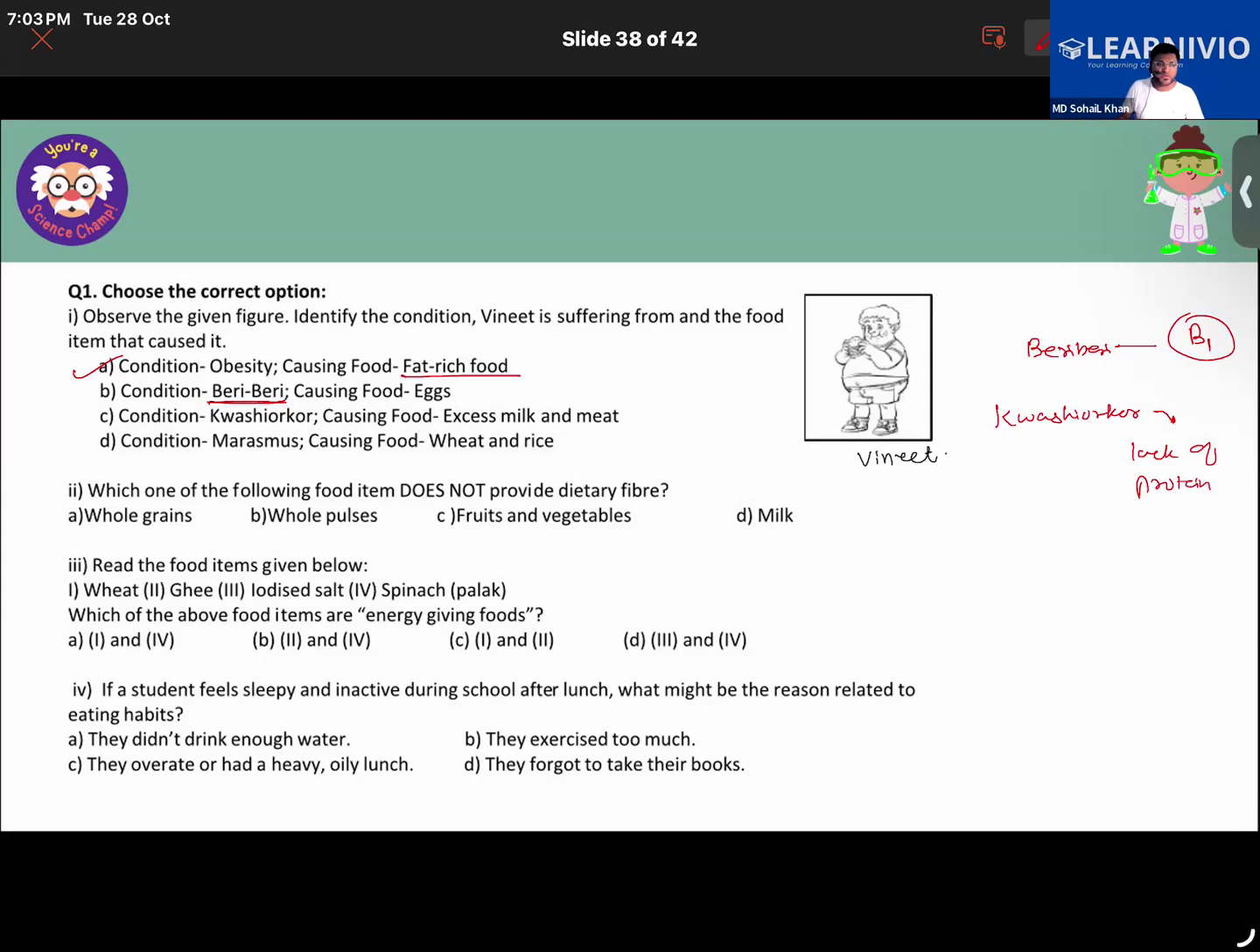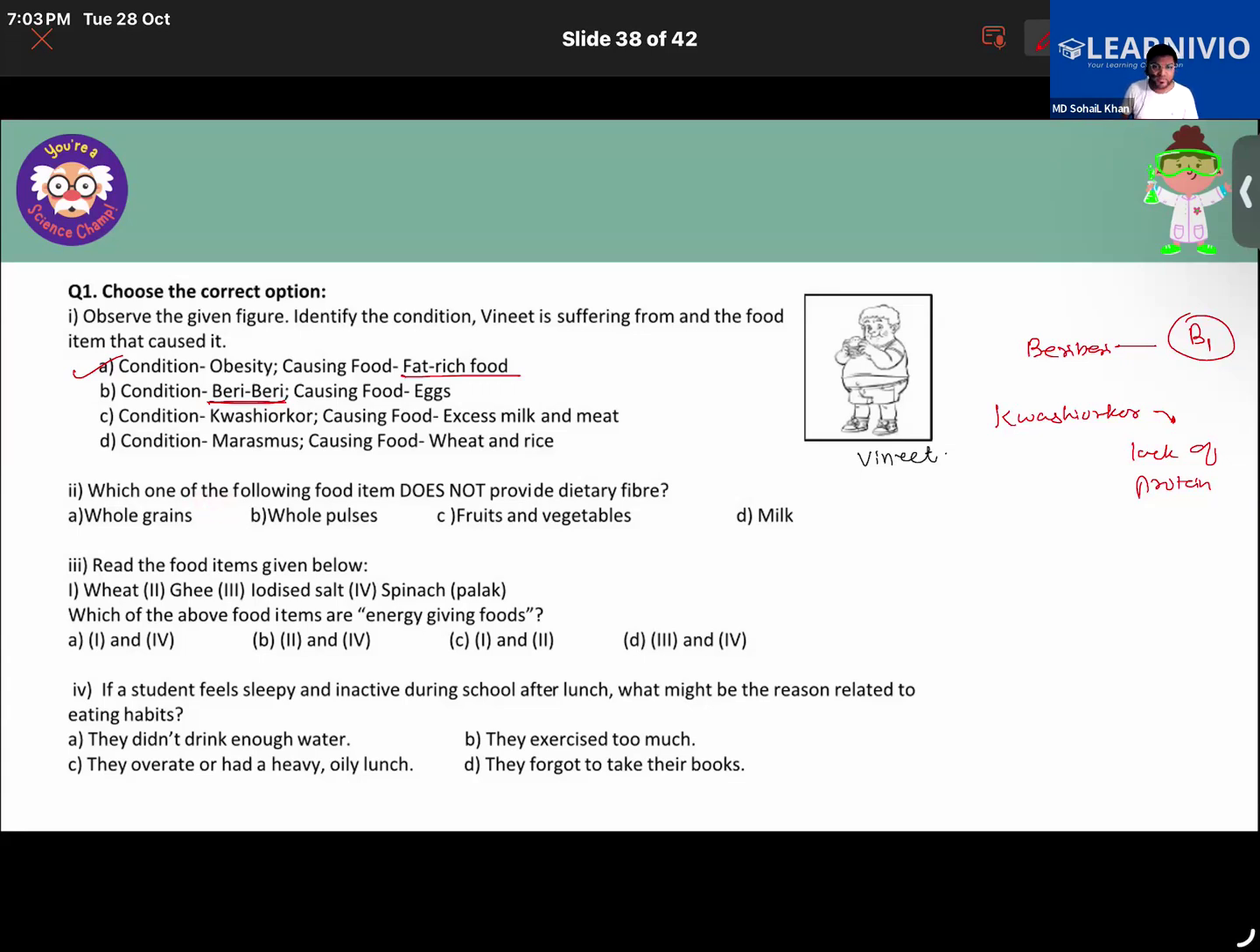I have told you what happens in kwashiorkor. Remember, there will be loss of weight in the child. The stomach will be swollen. The abdomen will swell.